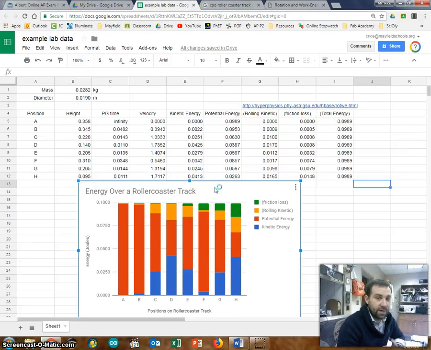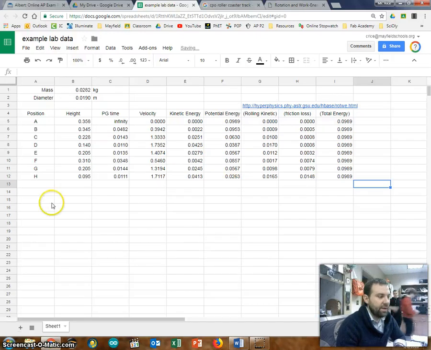This is actually a more complicated graph than you need to have. It's got friction loss and rolling kinetic in there, which I encourage you to pause and take a look at, to see what that's doing for the overall energy for the track. But for you, we'll just be graphing potential and kinetic. So take this and get it out of the way. And then we're going to take a look at this table.